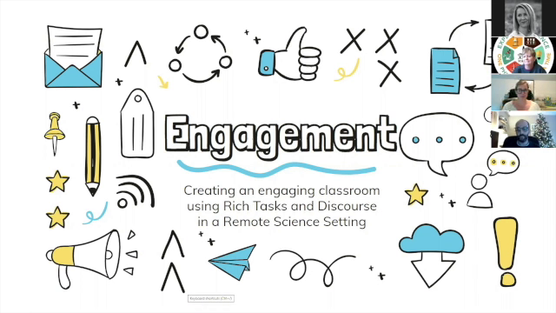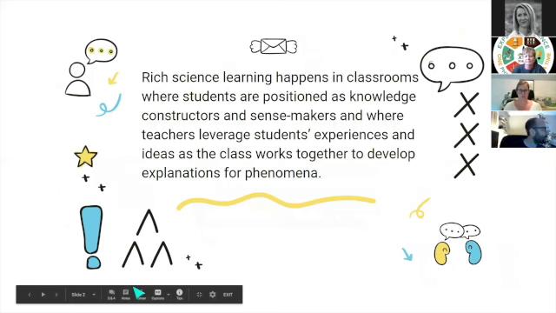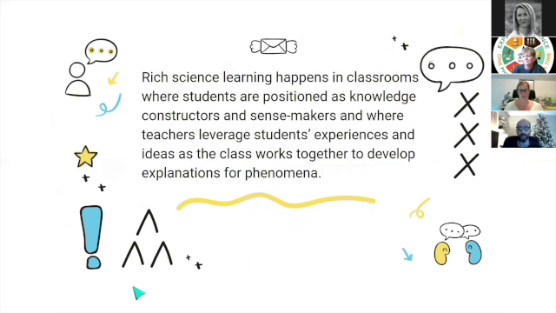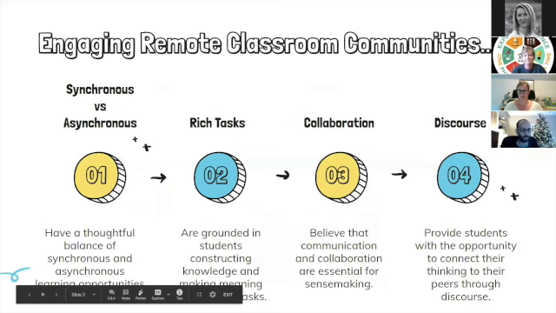Well, it's going to take a mixture of adapting those old tried and true strategies and creating whole new practices and activities. Even though we are in a digital setting, we've still got to believe that rich science learning can occur. And that learning happens in classrooms where students are positioned as knowledge constructors and sense makers, and where we as teachers leverage those students' experiences and ideas as the class works together to develop explanations for phenomena. But none of this can occur if we don't provide opportunities for students to engage.